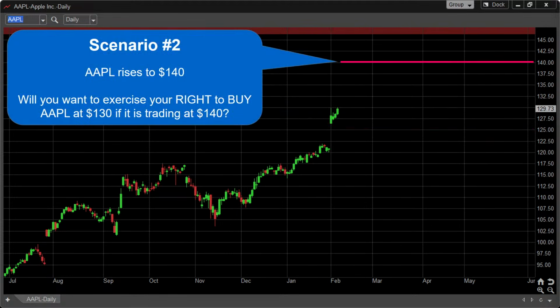Scenario number two. Apple's now up, all the way up at 140. Would you want to exercise your right to buy Apple at 130 if it's currently trading at 140? So you could buy it at 130, and it's trading at 140. I see a bunch of yeses coming in. I see Blair says perhaps. Yeah, I'm going to go with what Blair says, and I'm going to say perhaps or maybe.